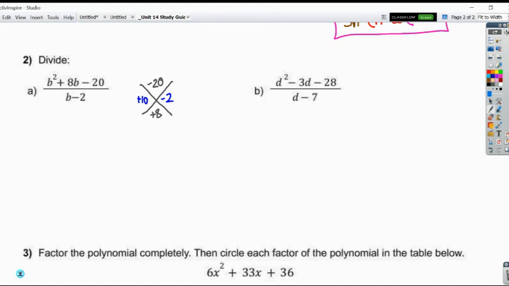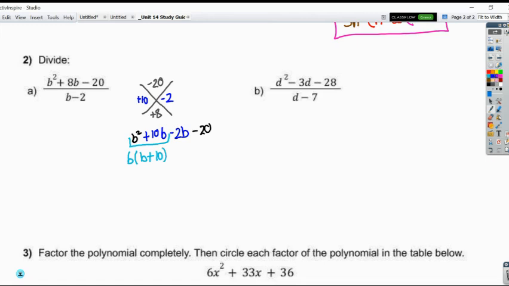So we're going to go ahead and rewrite then. My middle term is positive 10b minus 2b, but I still keep the b squared from up front. I still keep that minus 20 from in the back, and I make those groups. What do I have? My first two, b squared plus 10b, have a common factor of b. That leaves behind b plus 10.